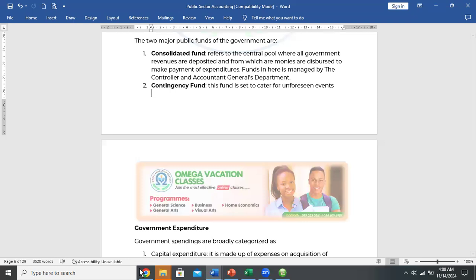Okay. So one, consolidated fund. It refers to the central pool where all government revenues are deposited and from which monies are disbursed to make payments of expenditures. Funds in here is managed by the Controller and Accountant General's Department. Two, contingency fund. This fund is set to cater for unforeseen events.